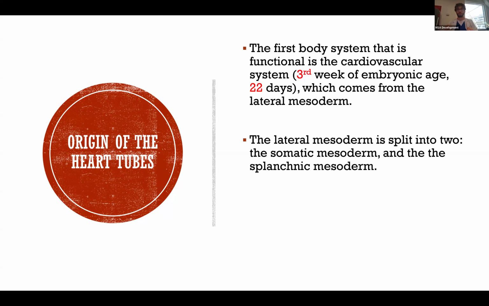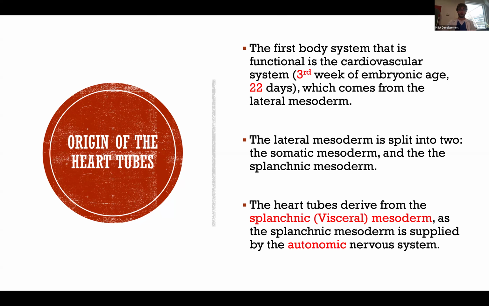You don't actively regulate it. And as we said, the heart tubes will derive from the splanchnic, not the somatic mesoderm. Another word for splanchnic here would be visceral, as the splanchnic mesoderm is supplied by the autonomic nervous system.